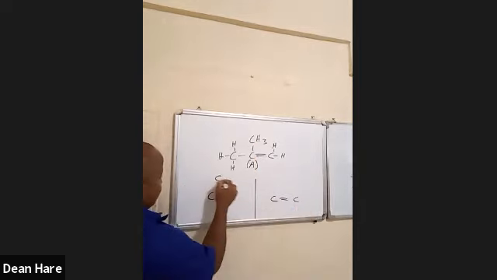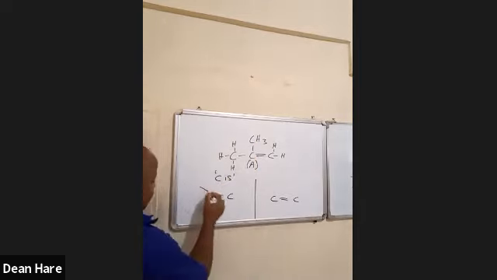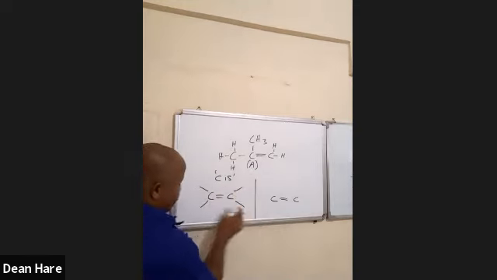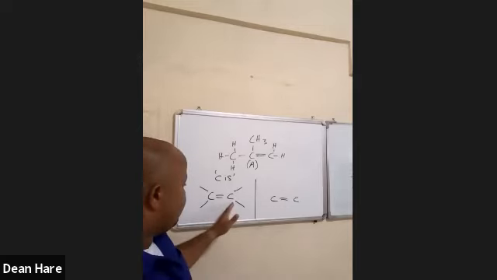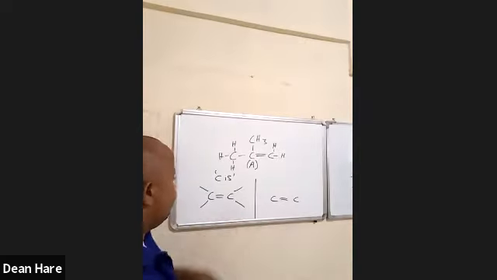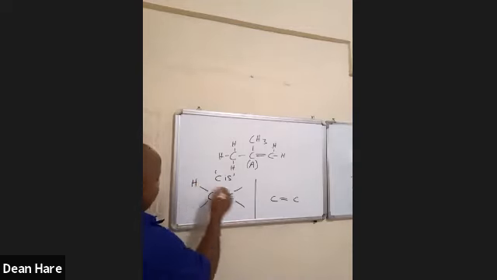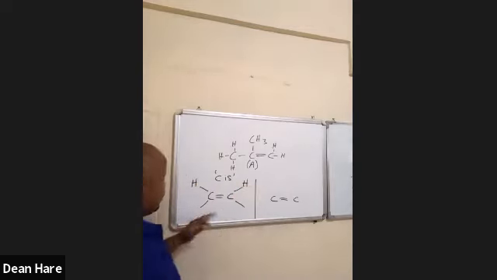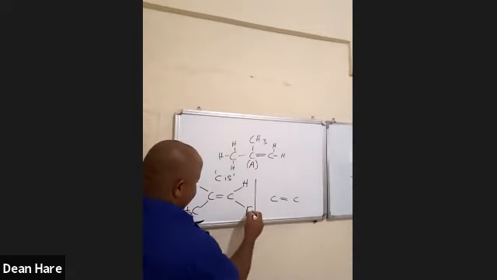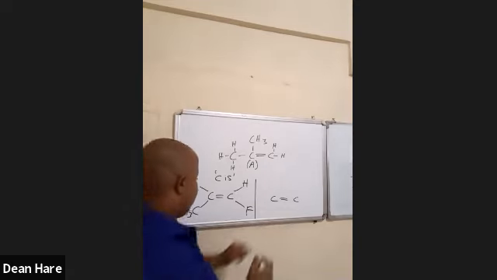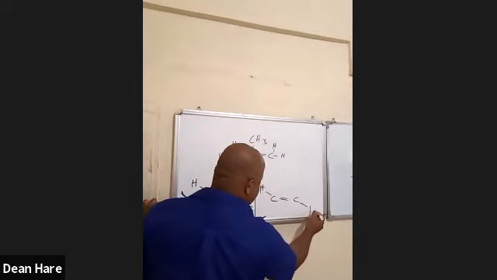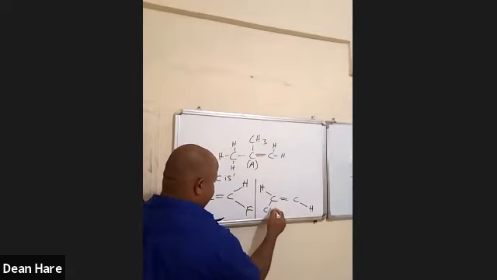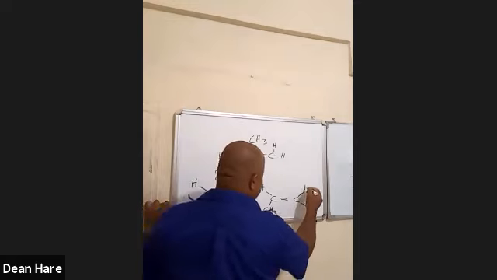For cis, the atoms are the group that is similar to both carbon atoms. So both of your carbon atoms must have a group in common. So for example, let's say both of these carbon atoms have a hydrogen. And let's say this has CH3 and this one has chlorine. This one has hydrogen as well.